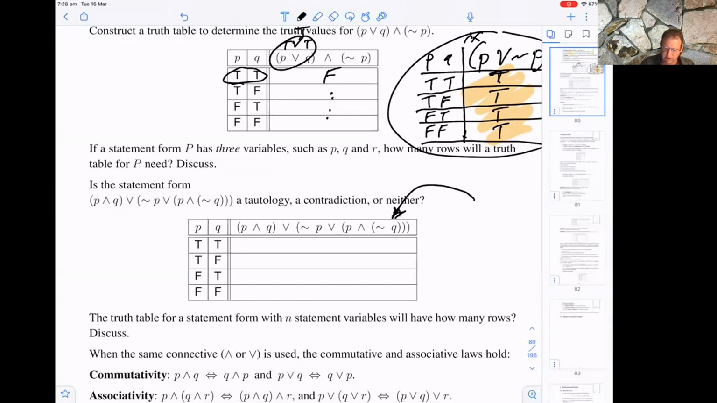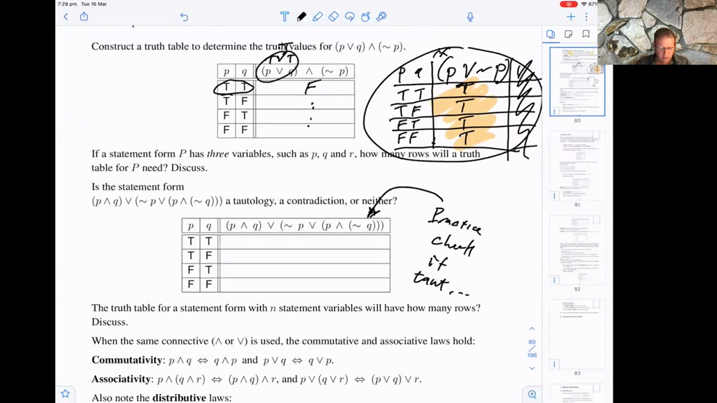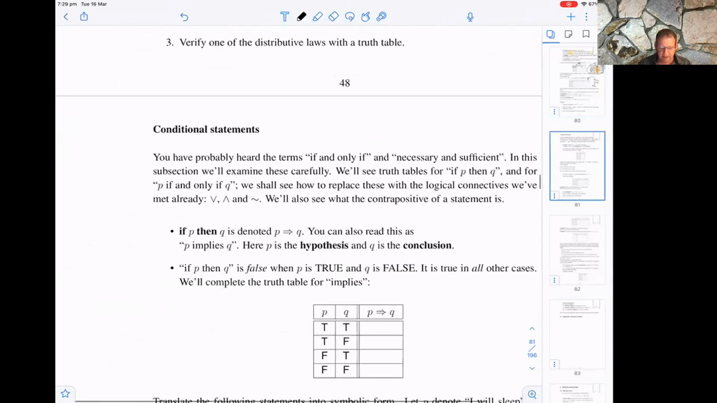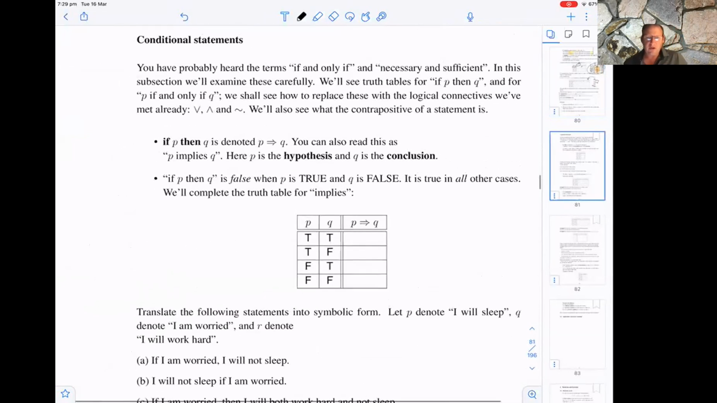I'll do practice check if tautology. Okay, thanks. All right. Then there's some more properties, commutativity, associativity. We're not going to speak about these too much. Well, not at all, because we're just going through this rather quickly.